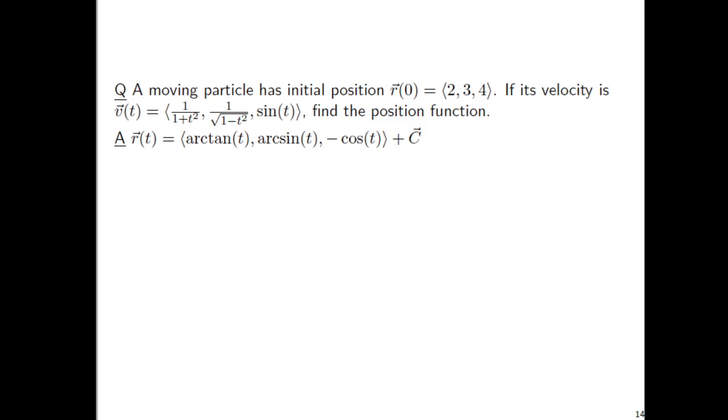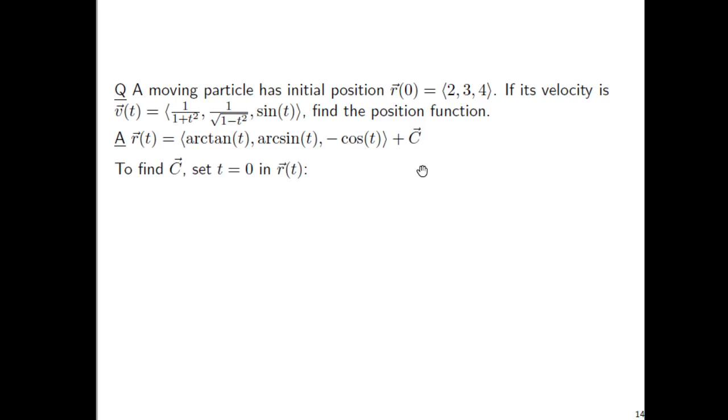Just a friendly reminder here that the functions picked were hopefully nice. That was the attempt anyway. That 1 over 1 plus t squared anti-differentiates to tangent inverse of t. The middle component anti-differentiates to sine inverse of t, and then sine of t anti-differentiates to negative cosine of t. Oh yeah, plus a constant. So I didn't show the step that has the integral sign itself, but you can imagine here, right? So plus a constant.